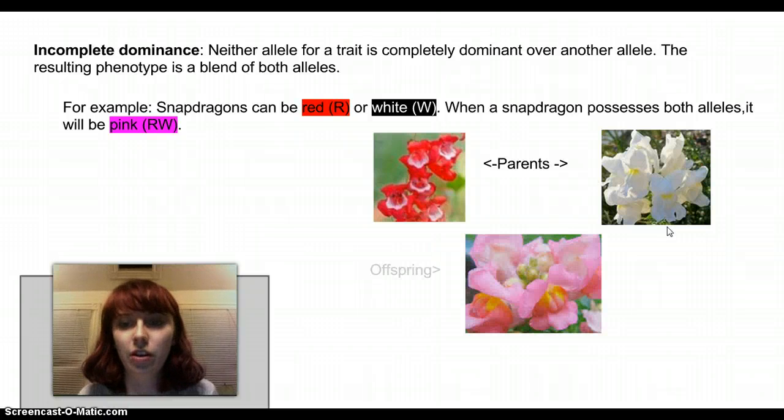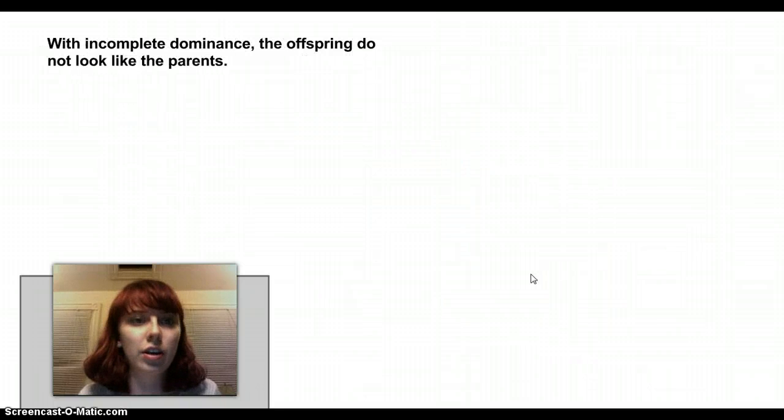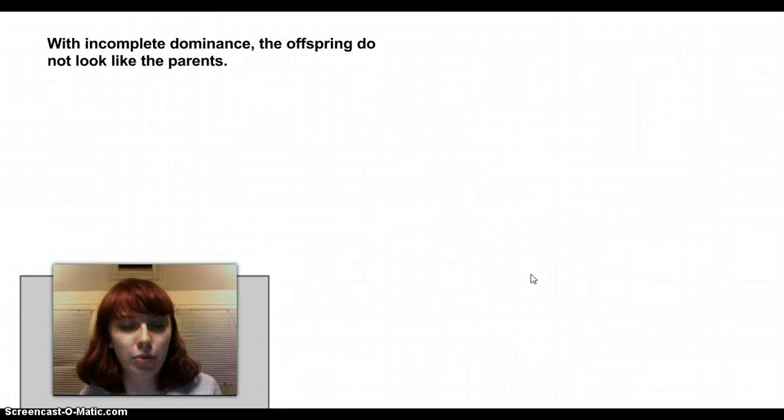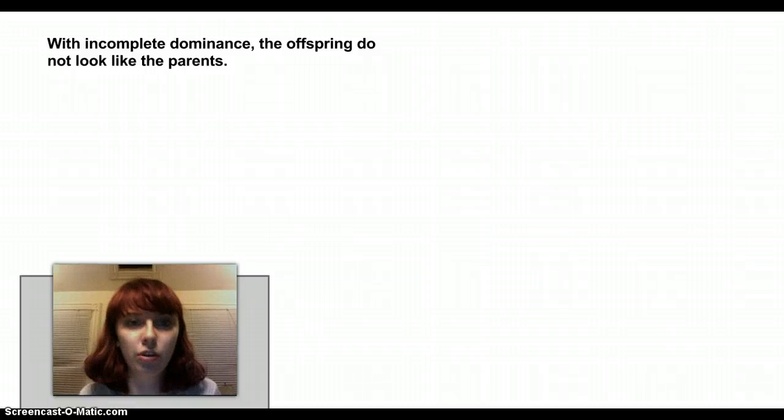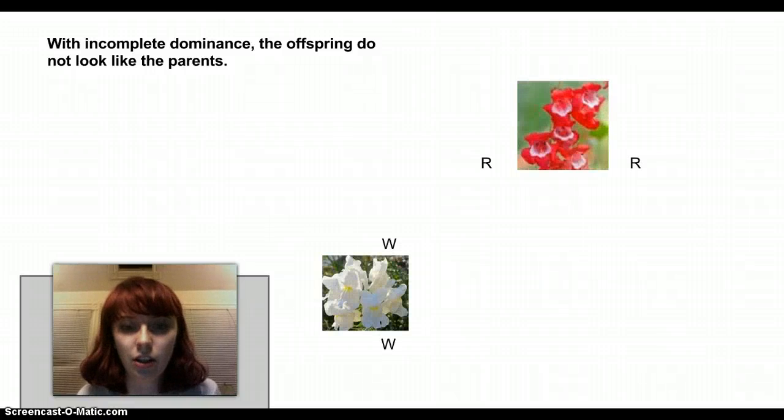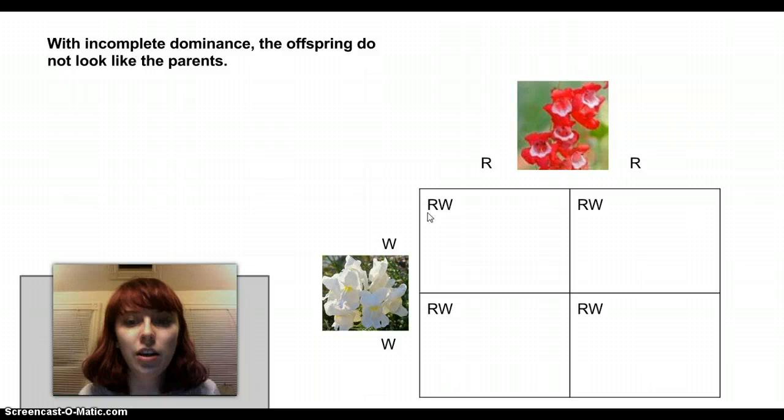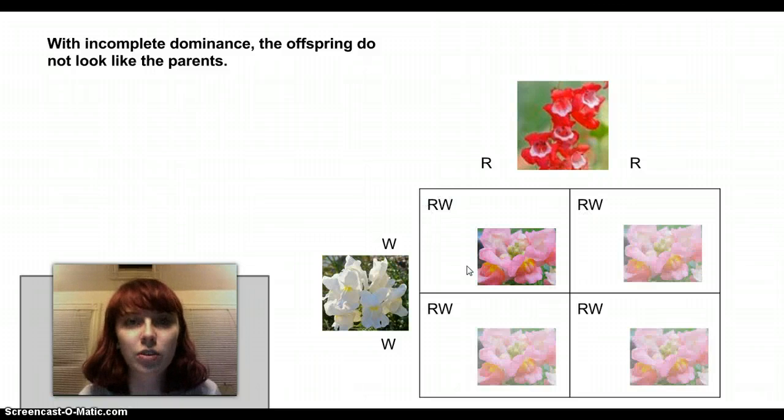So here we have the red snapdragon and the white snapdragon. These are our parents. When they make babies, they are all pink. And so what you've noticed is that the pink offspring don't look like their parents at all. I'm sure all of us know people who don't look like their parents. We've got red, white, and when we cross them, each offspring is going to have an R and a W allele, so each offspring is going to be pink.